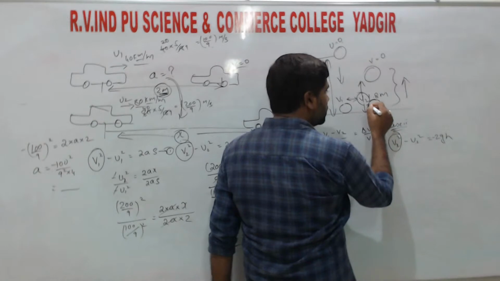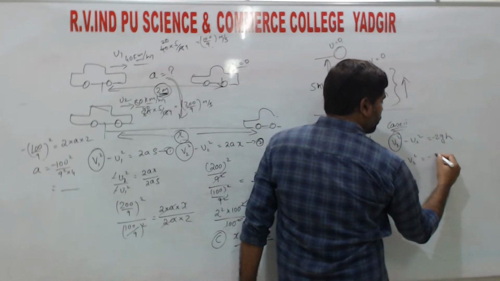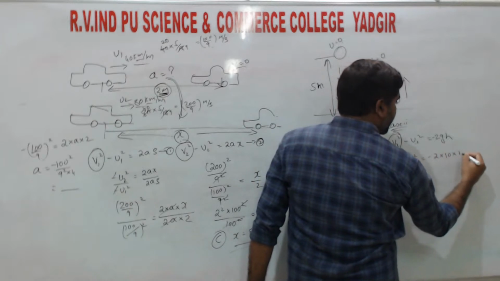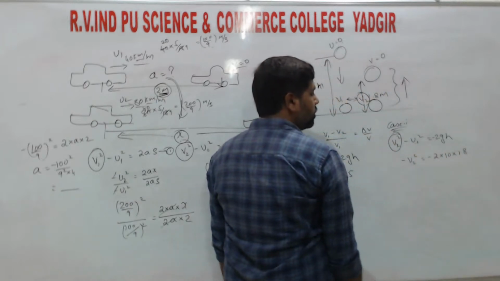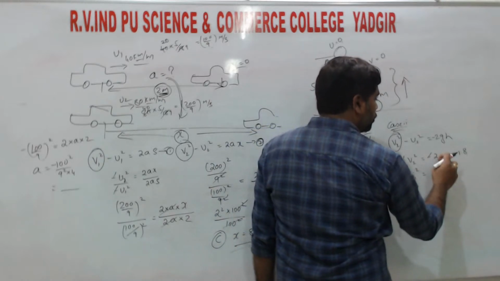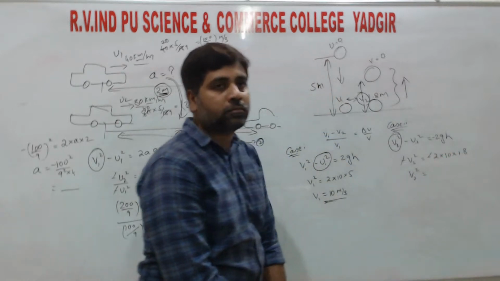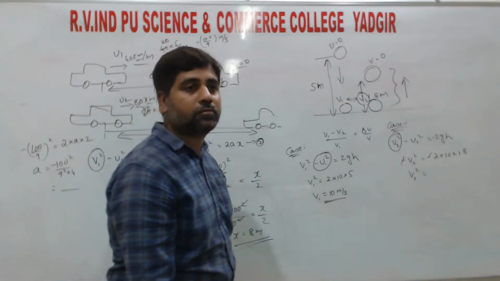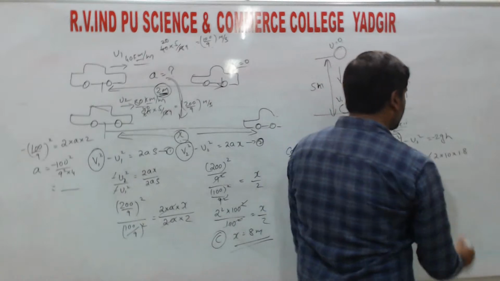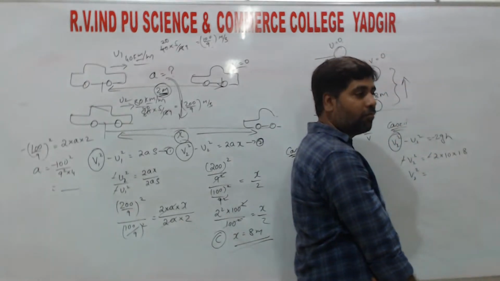We need to find the initial velocity, that is minus v2 square that is equals to minus 2 into 10 into 1.8. So minus minus gets cancelled, v2 square is equals to 10 into 1.8, 18, so 18 into 2, 36.